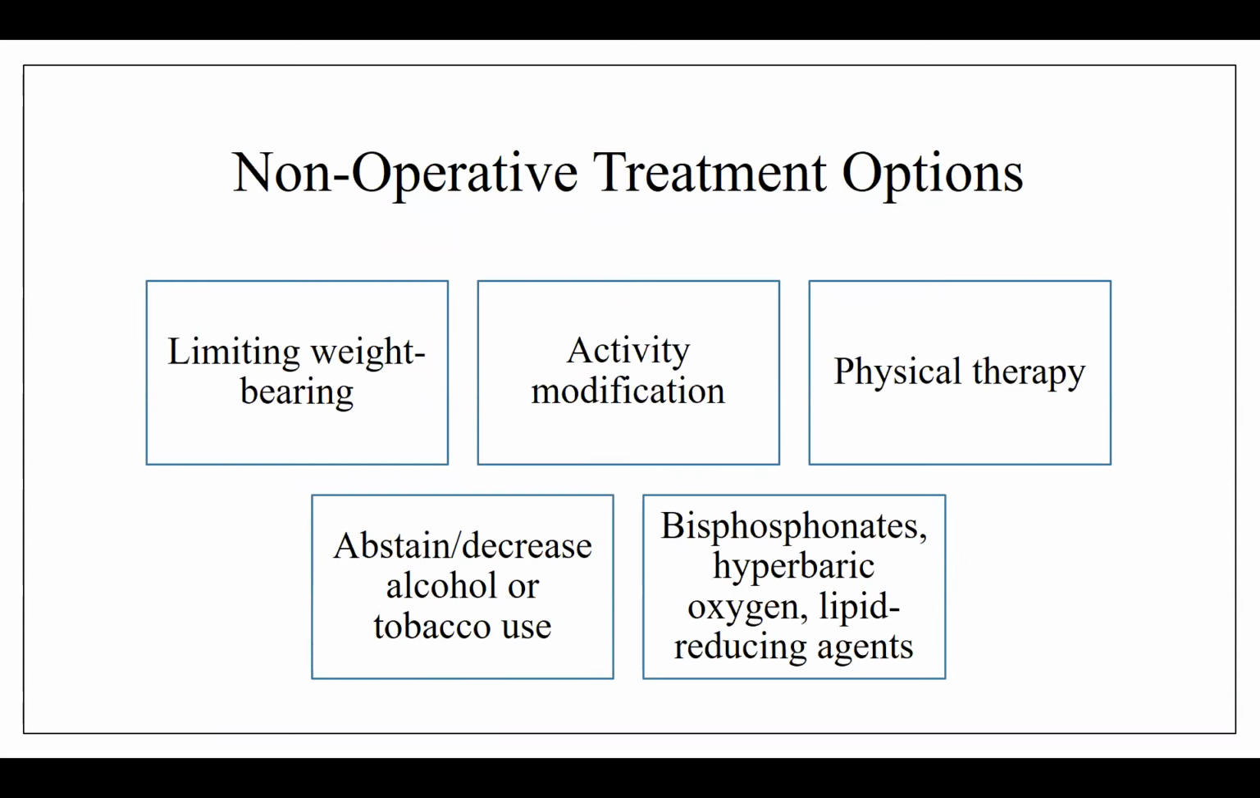These are some of the non-operative treatment options available for these patients. There's limited weight bearing with a cane or a walker, activity modification, or physical therapy. However, these 3 options are not effective in late-stage osteonecrosis or preventing disease progression, even in the early stages. Abstaining from or decreasing alcohol or tobacco use, bisphosphonates, hyperbaric oxygen, and lipid-reducing agents are also options. However, they're not effective if subchondral collapse of the femoral head has already occurred.